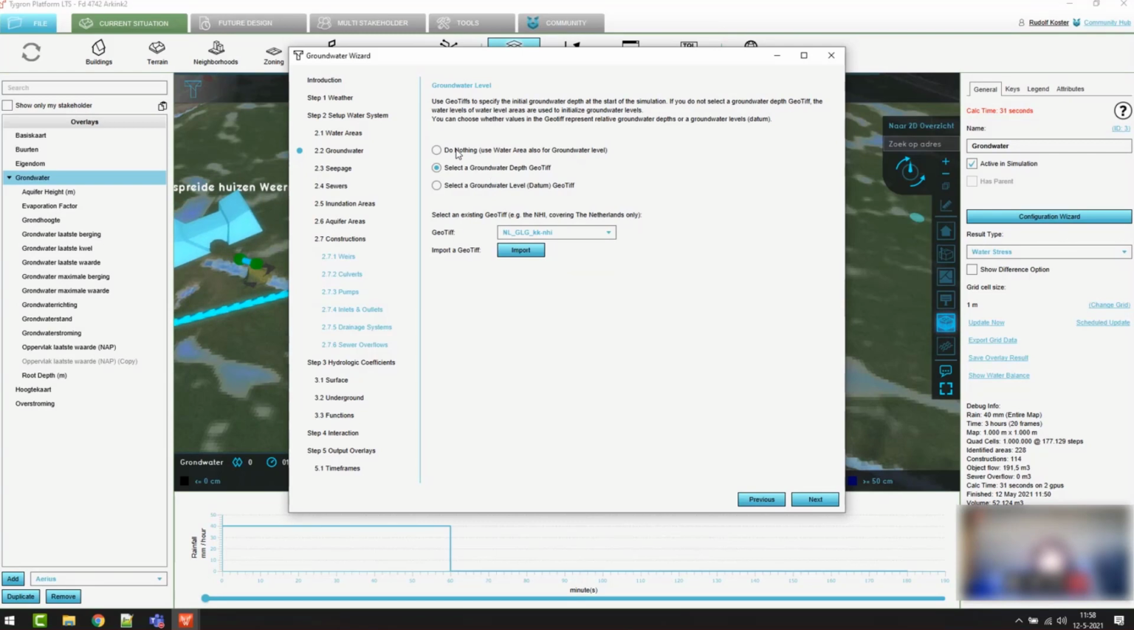We have 3 options here that you can select with which to configure the initial groundwater situation. You can say do nothing, which means, well, do nothing, basically just extend the water level areas through the underground. We have a groundwater depth geotiff and we have a groundwater level geotiff. The level means relative to datum and the depth means relative to surface.